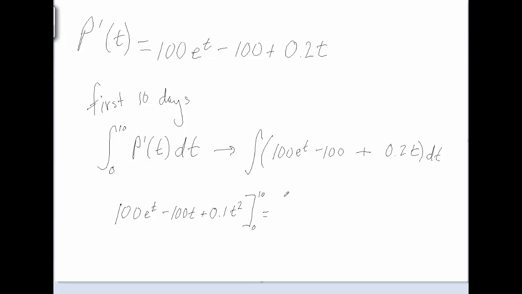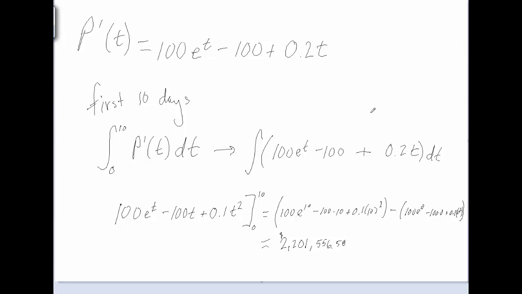And this is going to equal 100 e to the 10th minus 100 times 10 plus 0.1 times 10 squared, minus 100 e to the 0 minus 100 times 0 plus 0.1 times 0 squared. Which is going to give us, I'll do the math for you. These all cancel with the zeros, and you're left with $2,201,556.58. Not bad for 10 days' work.